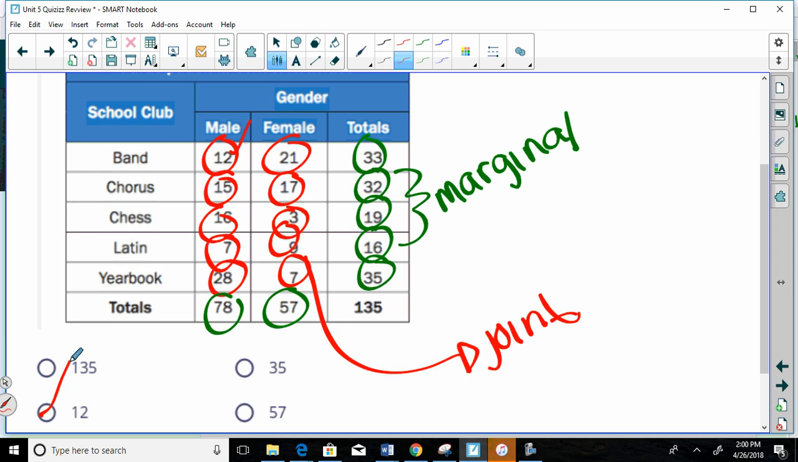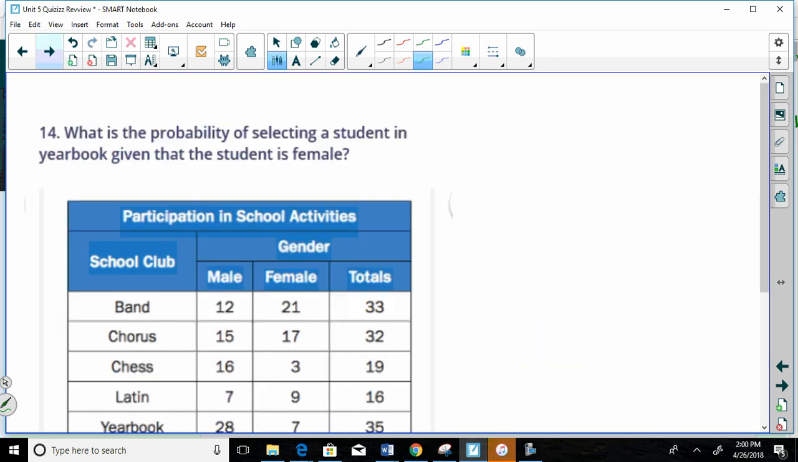The totals on the outside are your marginal. I just said out of these numbers, which ones are marginal? I made this up. So out of all these numbers, 35, that's one of your marginal numbers. 57 is one of your marginal. And 135 is marginal. Yeah, it's none of those.